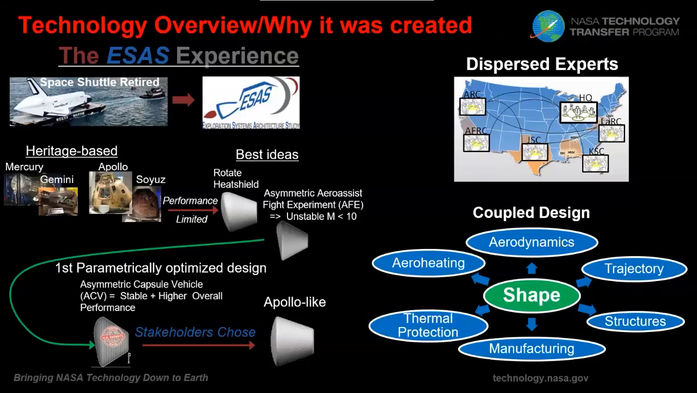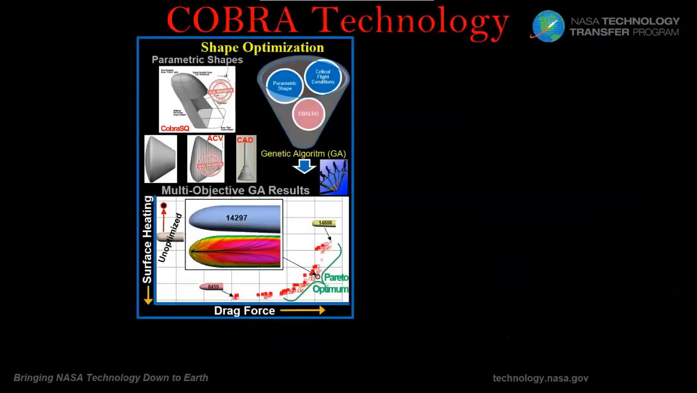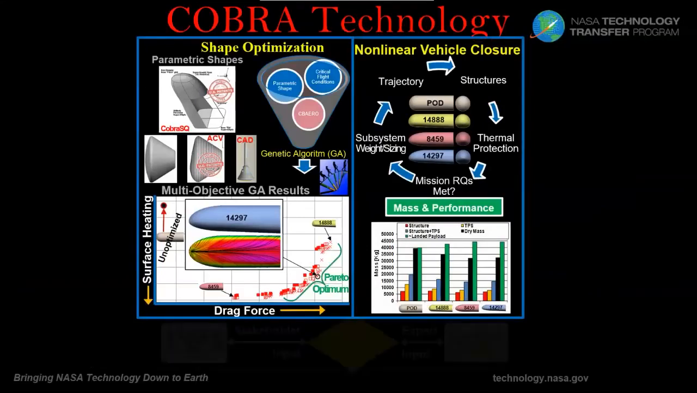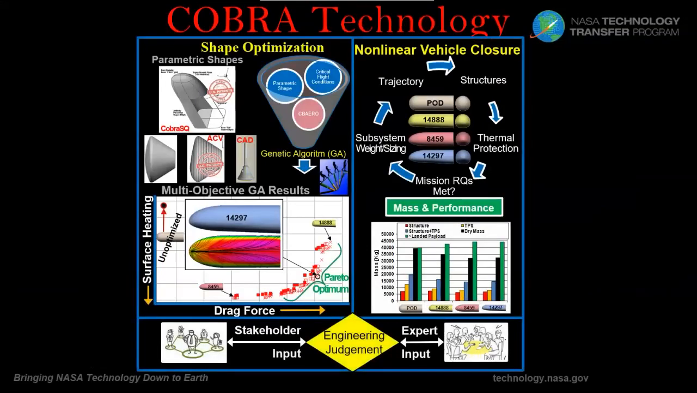Unlike what we were doing at the time, there were various agents within the agency centers in charge of different disciplines. So what we did, if you go to the next slide, is come up with this process that basically has three parts. You have the shape optimization, which basically drives the shape, I mean, the vehicle concept and all the disciplines.